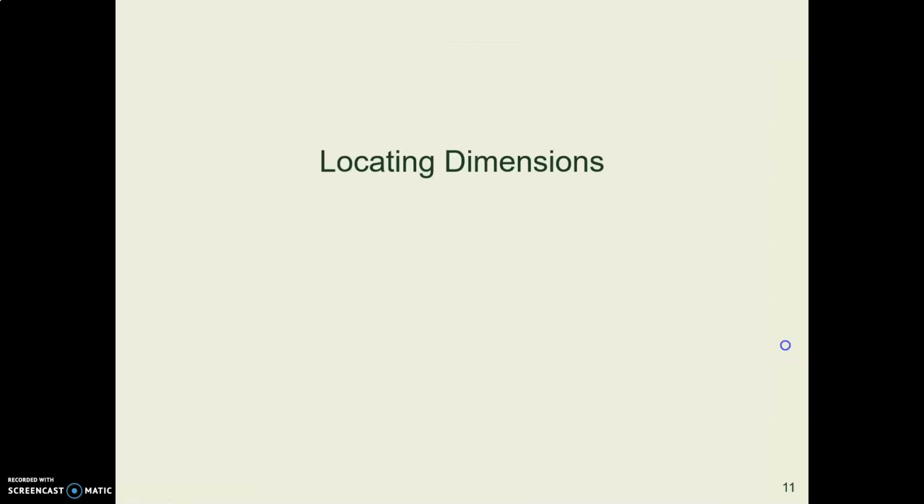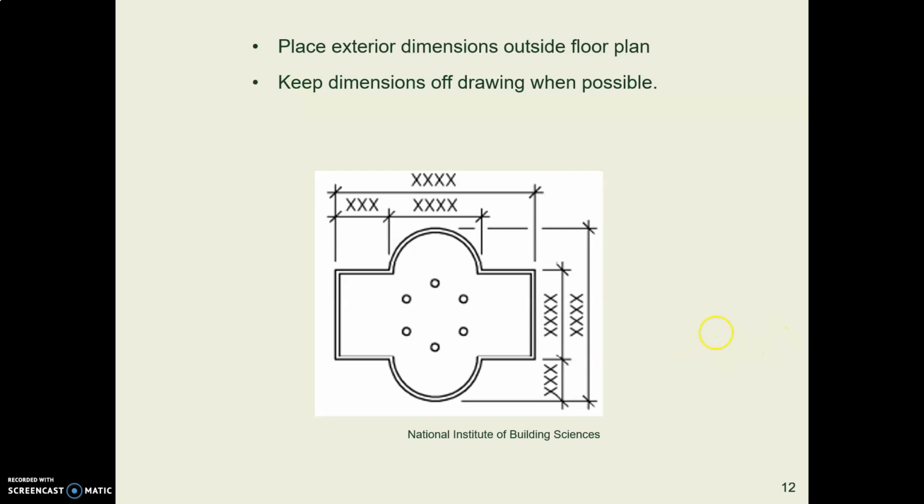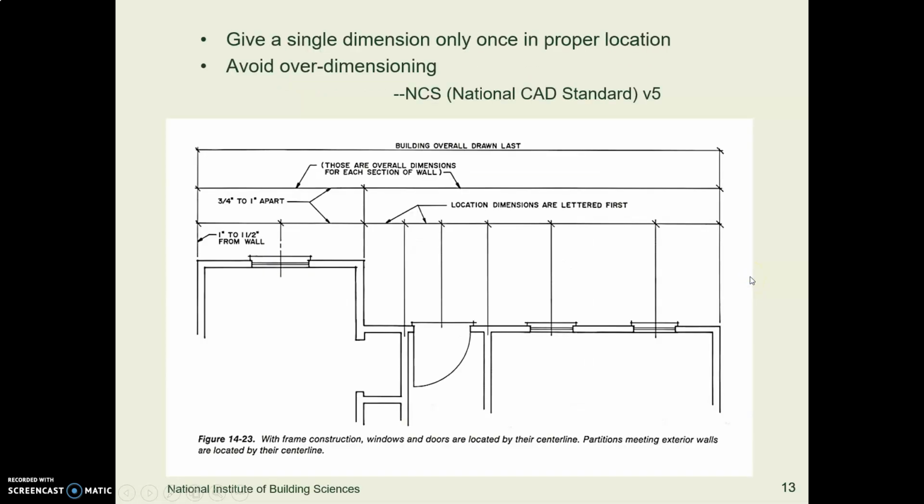Now, where do we put dimensions? First of all, we keep our dimensions off the building insofar as possible. We put our dimensions outside the floor plan. And you will recall, I hope, that when it says a picture came from the National Institute of Building Sciences, that is the National CAD Standard. So here's a National CAD Standard example showing us how to keep dimensions off the building. Sometimes you have things inside a building where you just have to put dimensions in there. You just try to avoid it as much as possible.